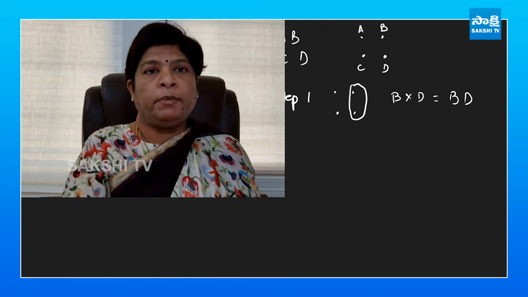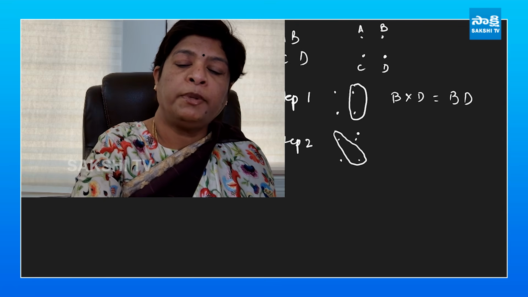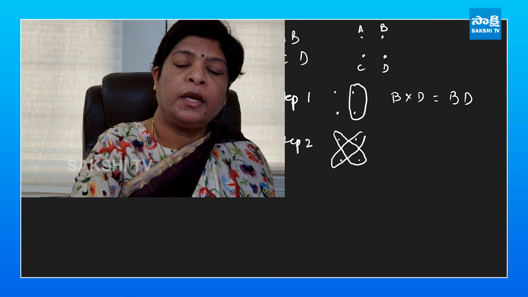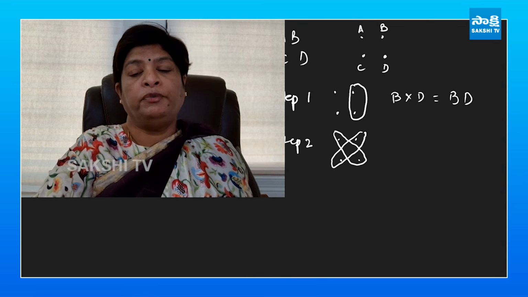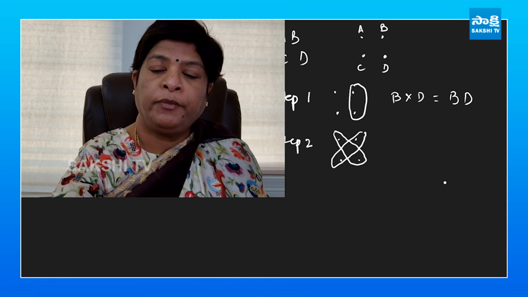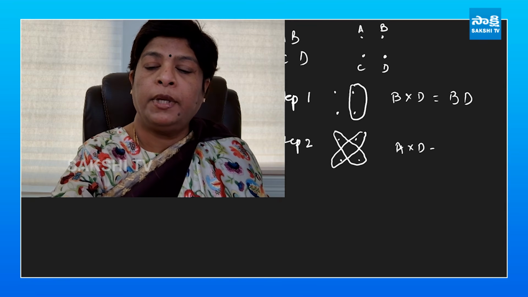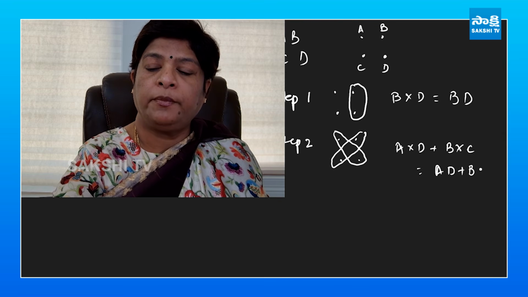The second step, we're going to perform cross multiplication, and the products of these cross multiplications we are going to add. So it's going to be A times D plus B times C, which is equal to AD plus BC.